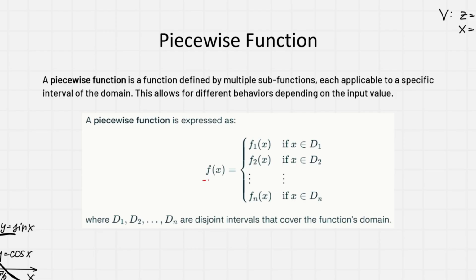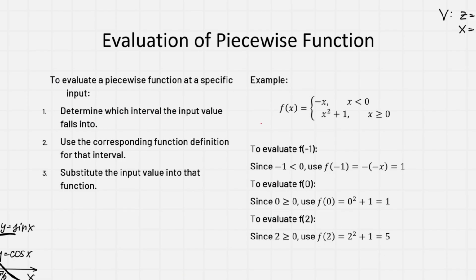Given that we have an f of x function here, from this function we have multiple sub-functions: f sub 1 of x, f sub 2 of x, up to f sub n of x. And each sub-function here has conditions or an interval of the domain. So to evaluate a piecewise function, you must first determine which interval the input value falls into.